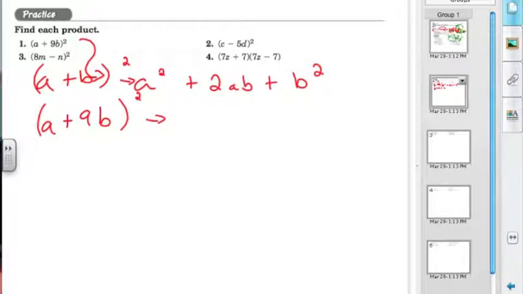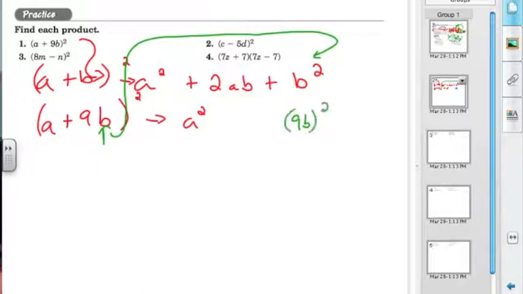The first thing we have is a, so we're going to get a squared. The second part that we have is 9b. That's going to come over here. So we get 9b squared. Well, 9 squared is 81, and b times b is b squared. So we get 81b squared.